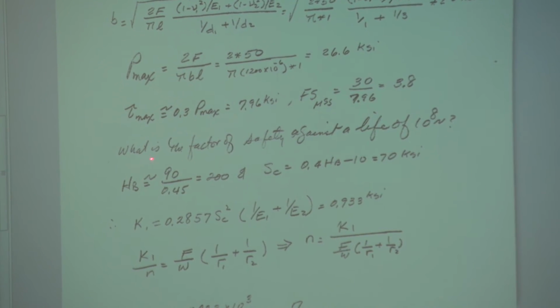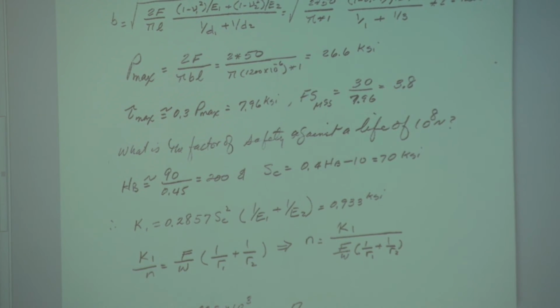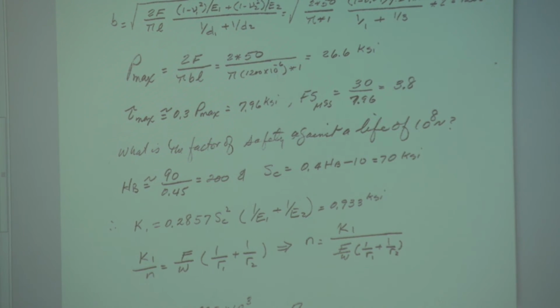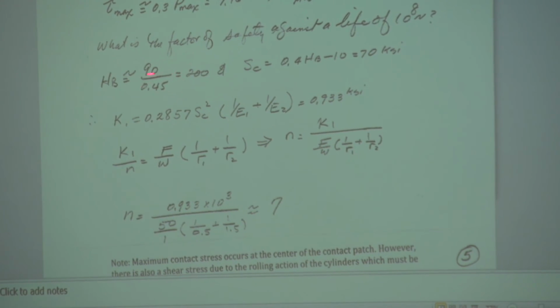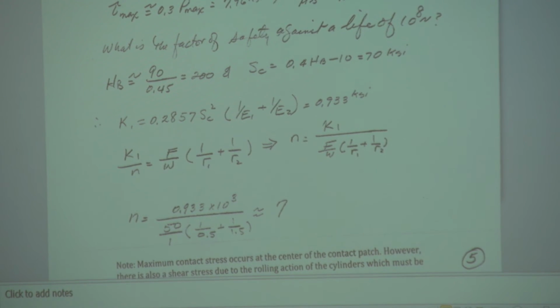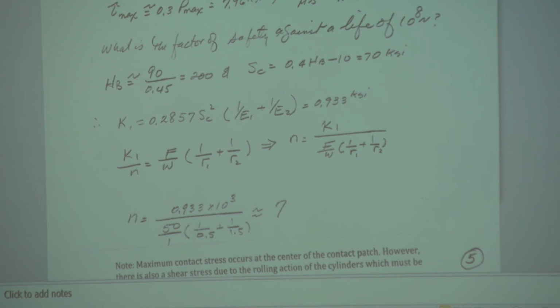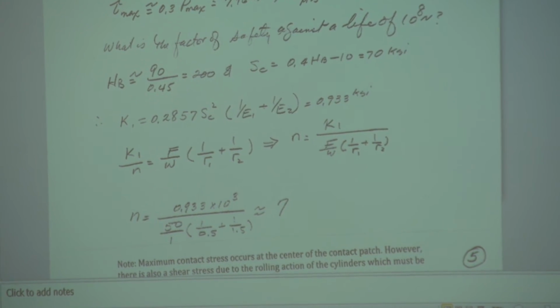Continuing the problem, we say, what is the factor of safety against a life of 10 to the 8 cycles? So we use Buckingham's constant. And first we must find the Brinell hardness. SUT is 90. In the previous edition of your book, this was 0.45. They are now using 0.5. This 0.5 is much more reasonable value. These are all approximate, and having two significant figures makes no sense. But since that was what they were using, that's what I've used here.